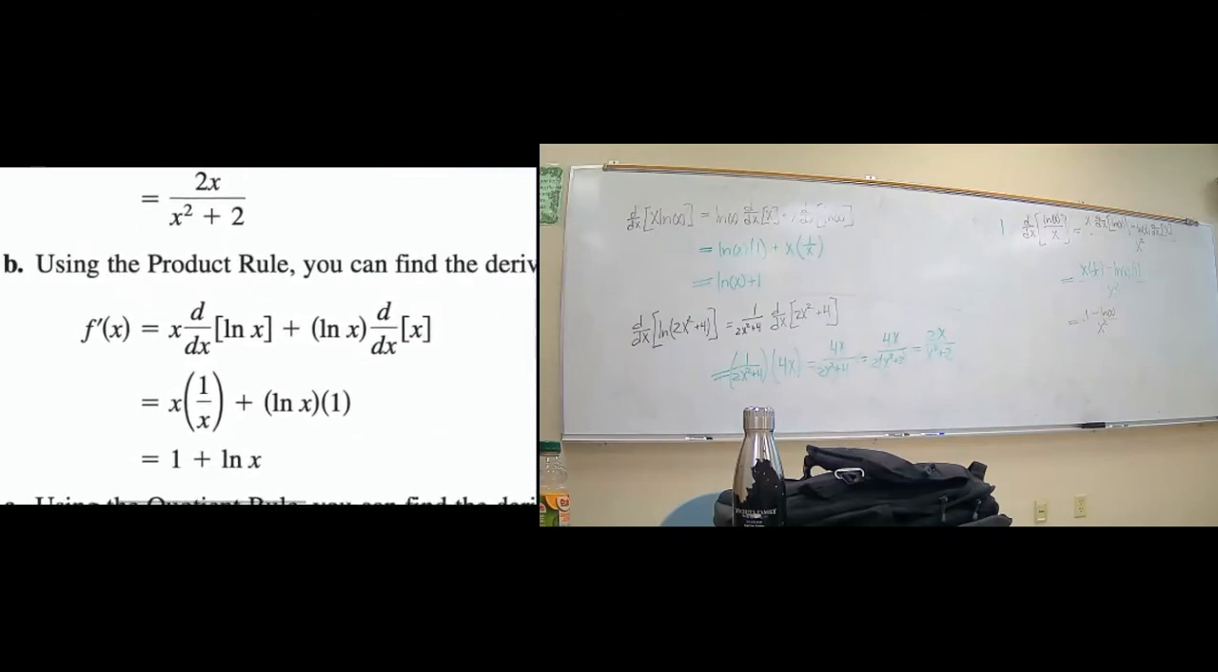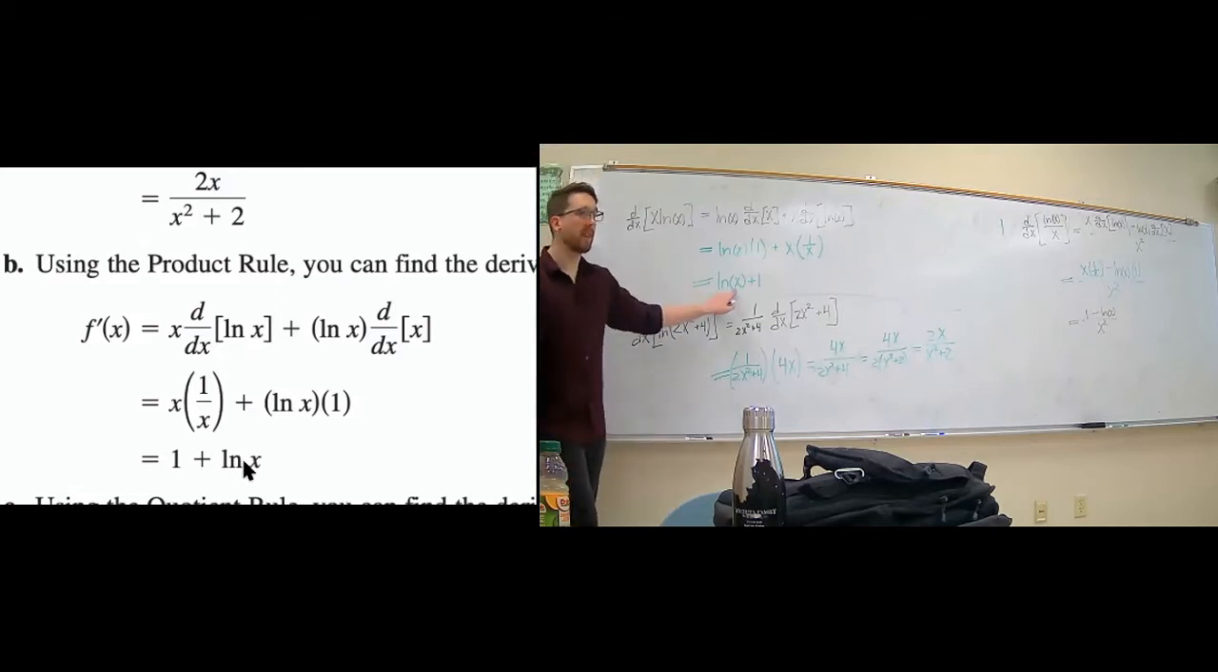Now, looking at B, we have to use the product rule. Agreed? The product rule says if you have two functions multiplied together, the derivative is going to be the function u times the derivative of v plus the function v times the derivative of u. So that's what we have here. It's just the product rule. The derivative of the ln of x is 1/x, and the derivative of x is 1. So we're going to get 1 plus the ln of x, which is exactly what we've got here. Agreed?